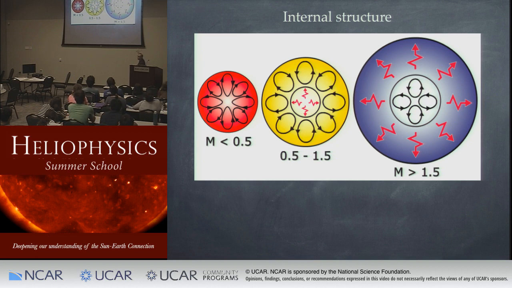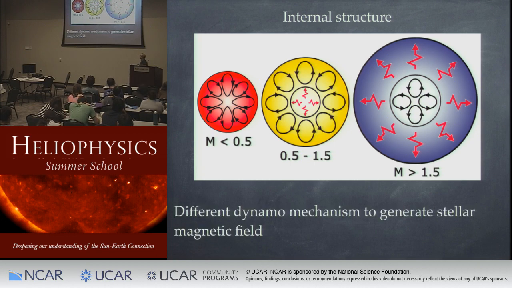So massive stars have outer parts dominated by radiation, in contrast to low-mass stars, whose outer parts are dominated by convection. And this is significant in the context of the generation of the magnetic field that I'm going to mention later. So let's make a stop here, and let's maybe take a 2 minute break.